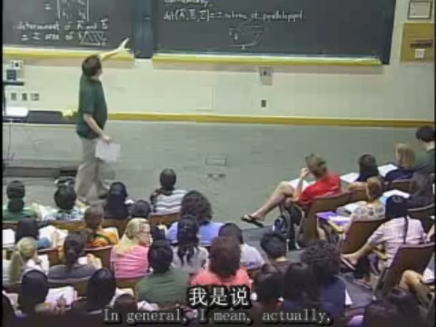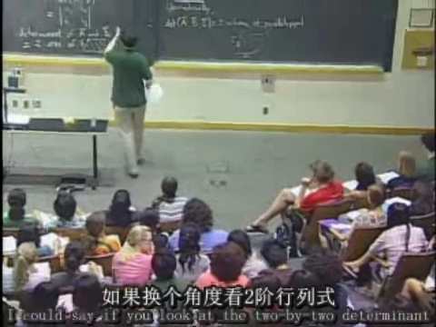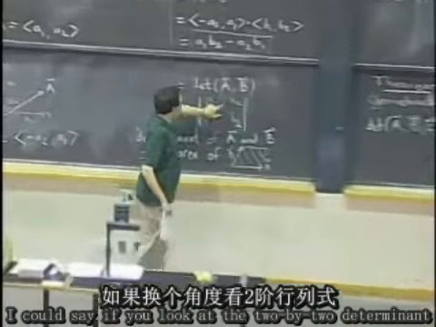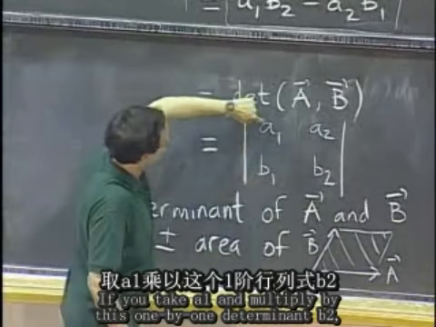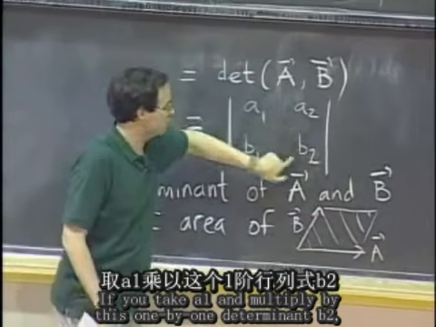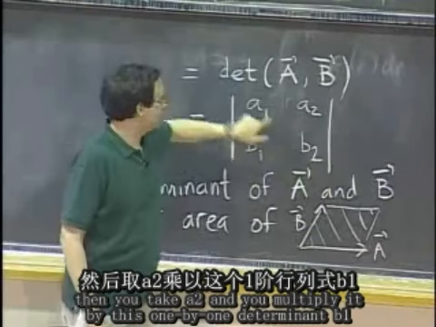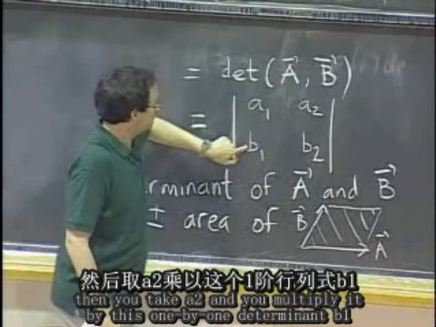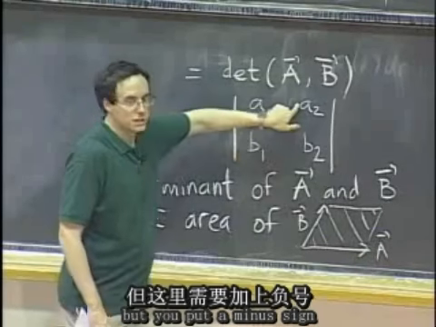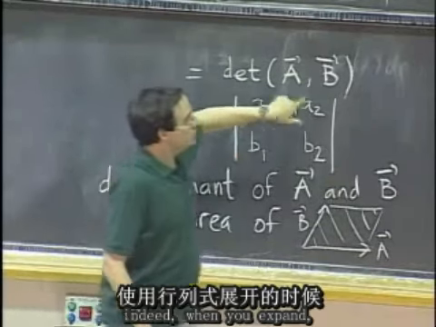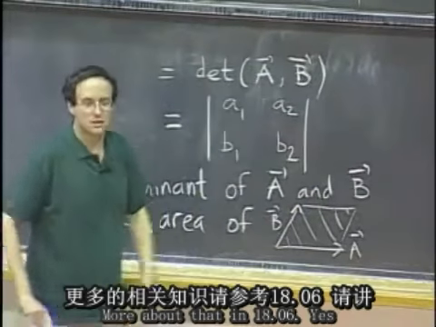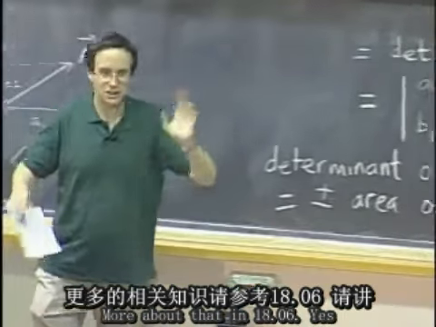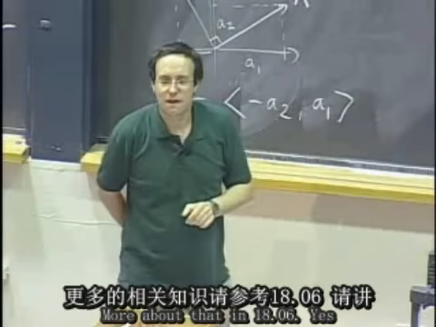That's correct. In general, if you look at the 2x2 determinant, you can also explain it in terms of this expansion. You take A1 and multiply by this 1x1 determinant B2. Then you take A2, you multiply it by this 1x1 determinant B1, but you put a minus sign. And in general, when you expand, you would start putting plus minus alternatingly. More about that in 1806.